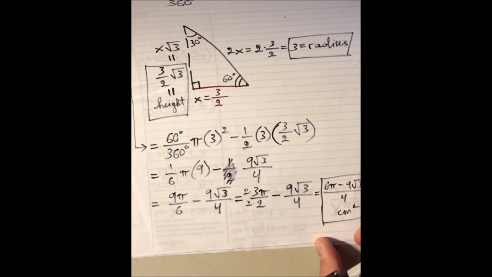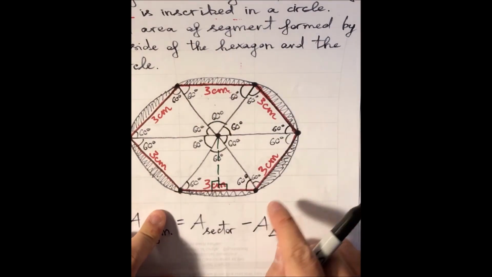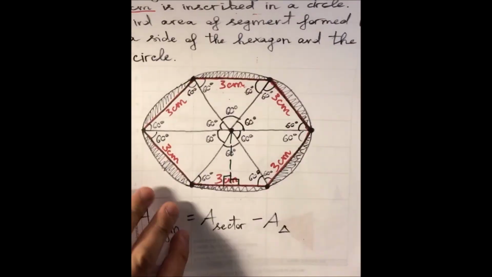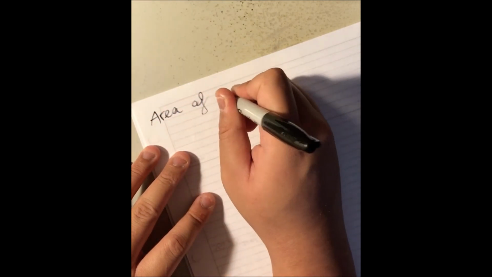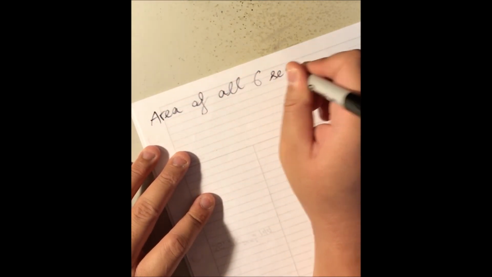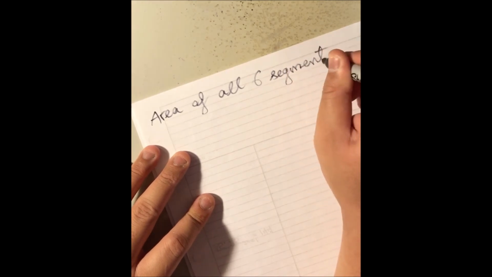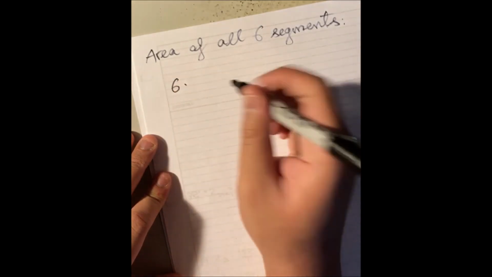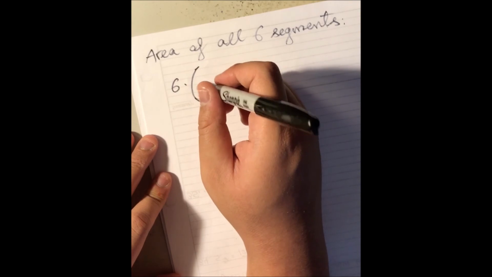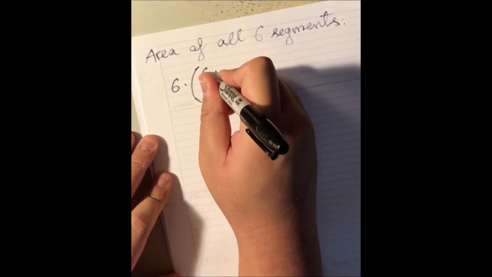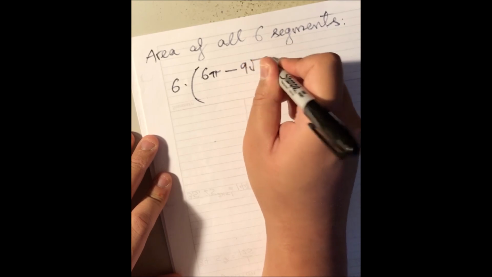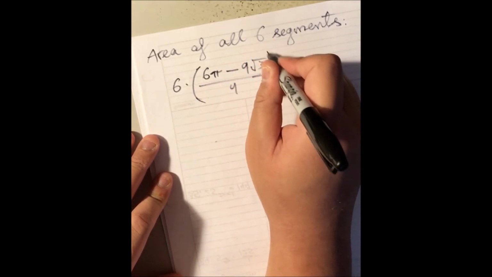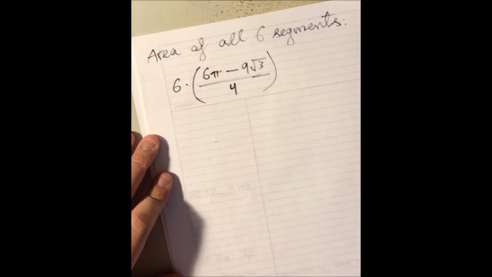But that's only one of these segments. But since we have all 6 of them, then the total area of all 6 segments is going to be the amount of segments, which is 6, multiplied by the value of the area of each of them, which is 6 pi minus 9 times square root of 3 over 4. Well, let's see. Simplifying it a little more.